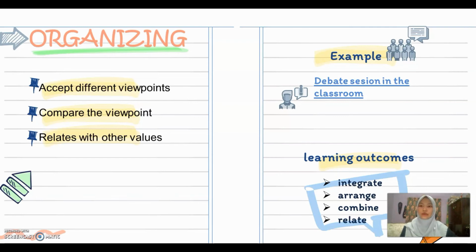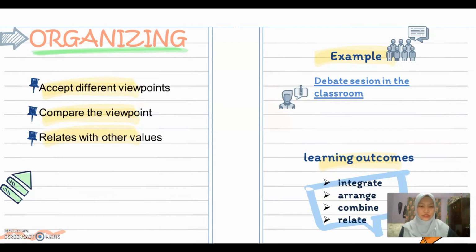So today I will continue this presentation with the fourth stage of the affective domain, which is organizing. Organizing is to accept different viewpoints, compare them and relate them with other values. In other words, when the student learns something new, they will integrate the new information and values into their own set of values.